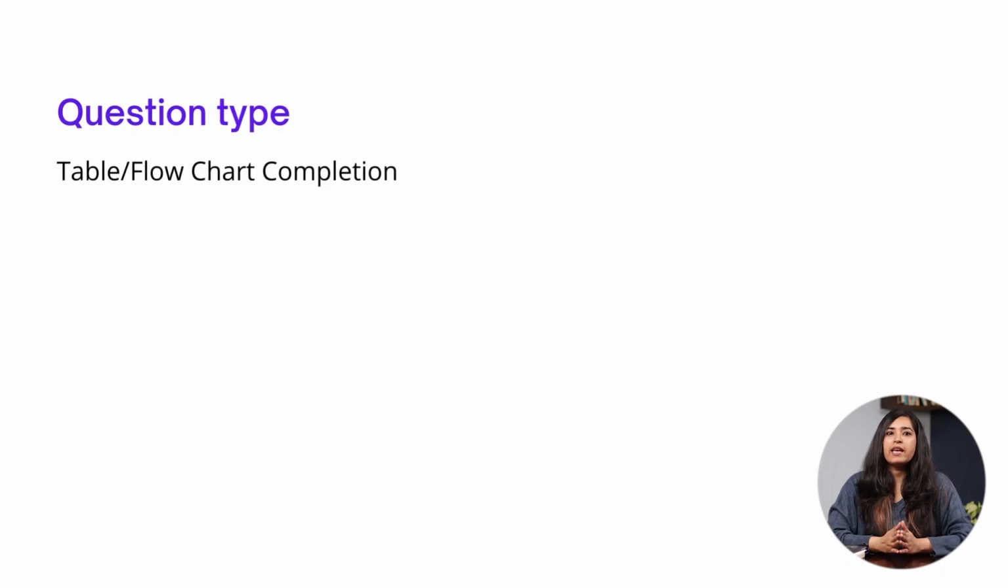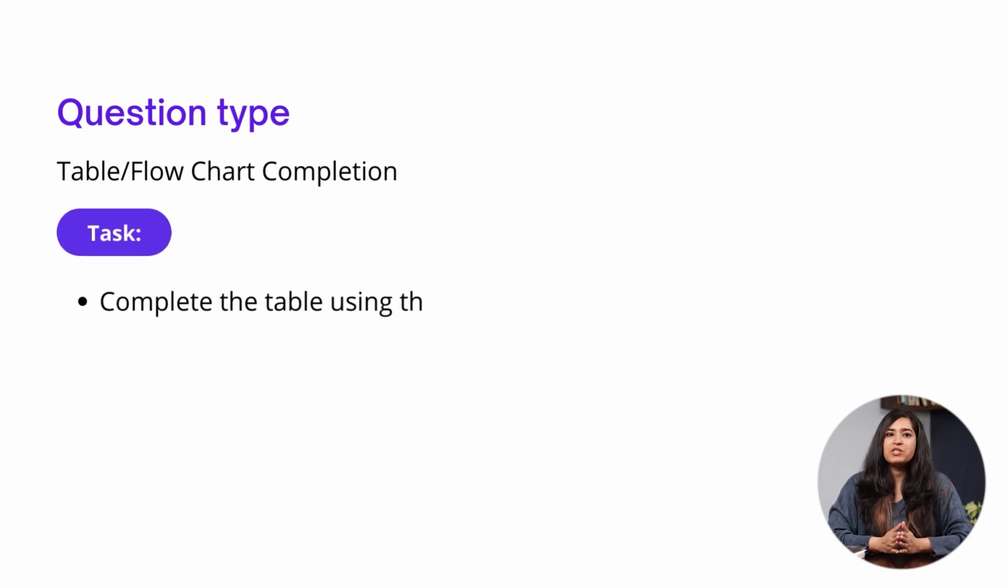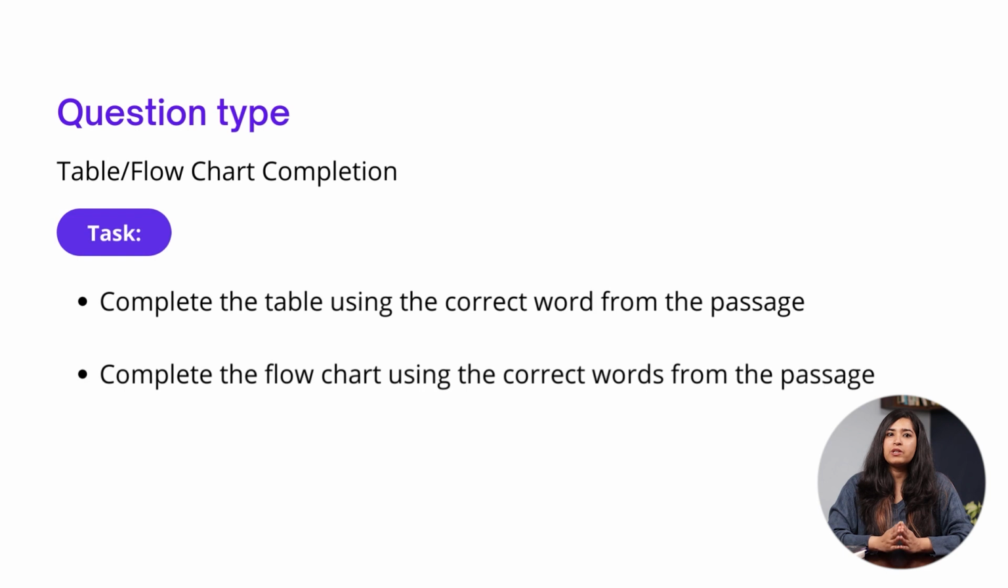Let's start off by looking at the tasks that need to be completed for these question types. For table completion questions, you will have to complete the table given to you by using the correct word or words from the passage. Now, both these question types are similar and the tasks for the flowchart questions are the same.